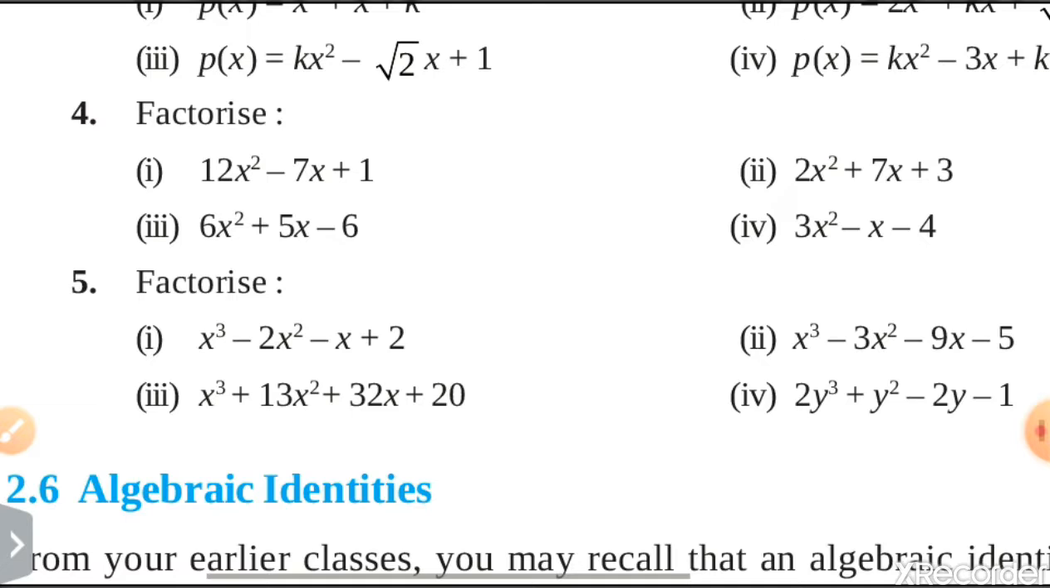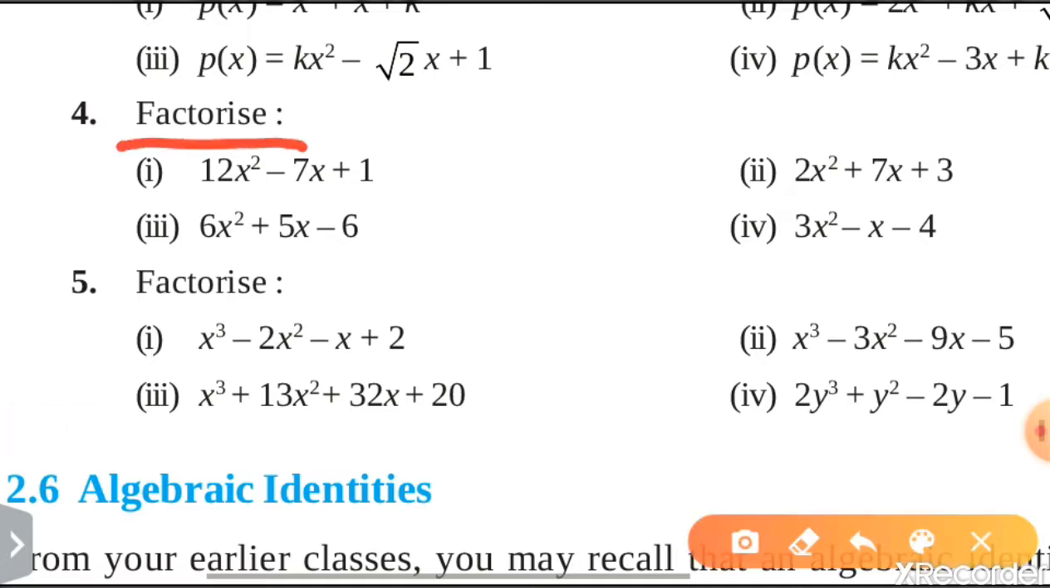I am with you to explain NCERT class 9th math exercise 2.4, question number 4 onward. In question number 4 we have to factorize these 4 questions. These are quadratic equations, so we have to solve them with the help of splitting the middle term. If you are forgetting the splitting middle term, you have already done these types of questions in class 8th also.